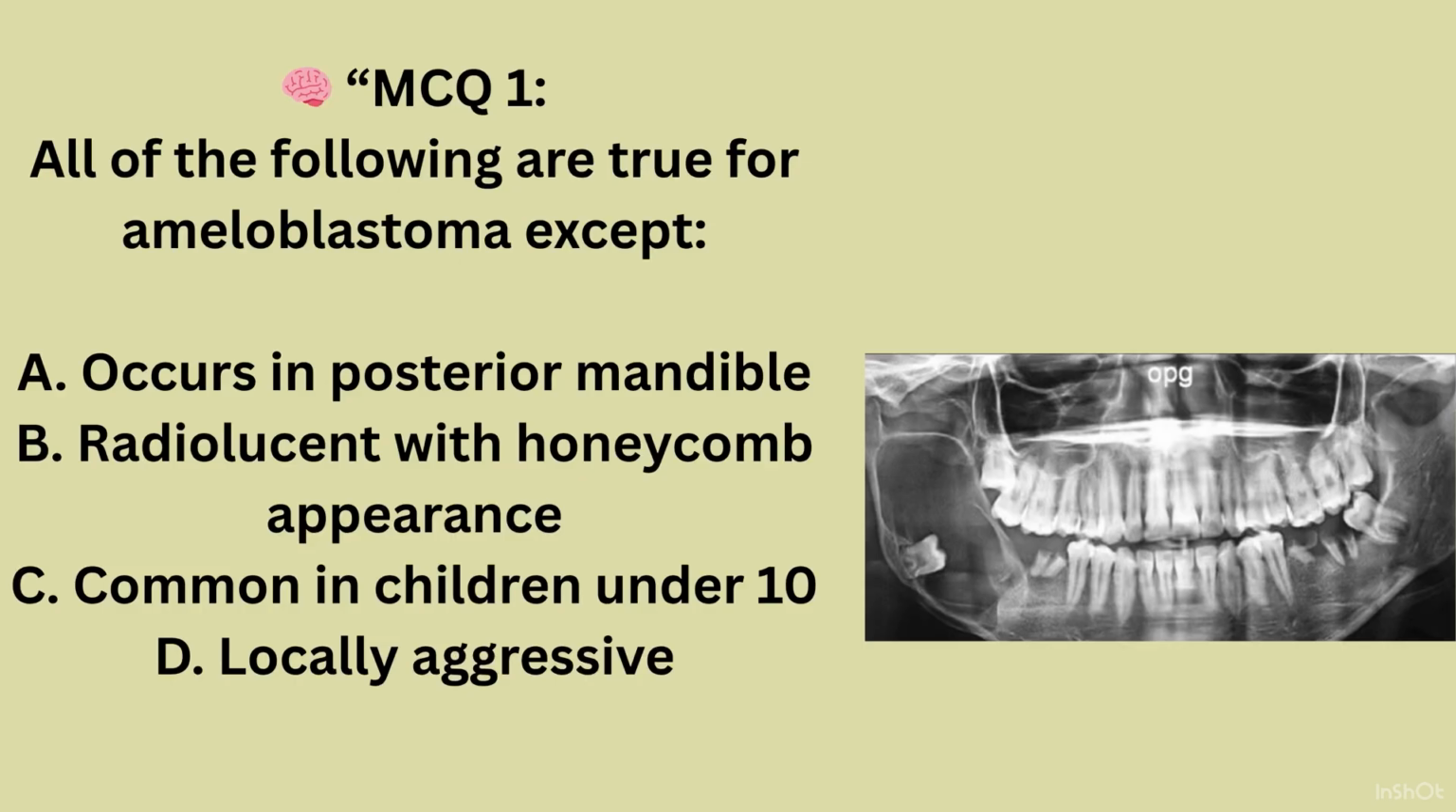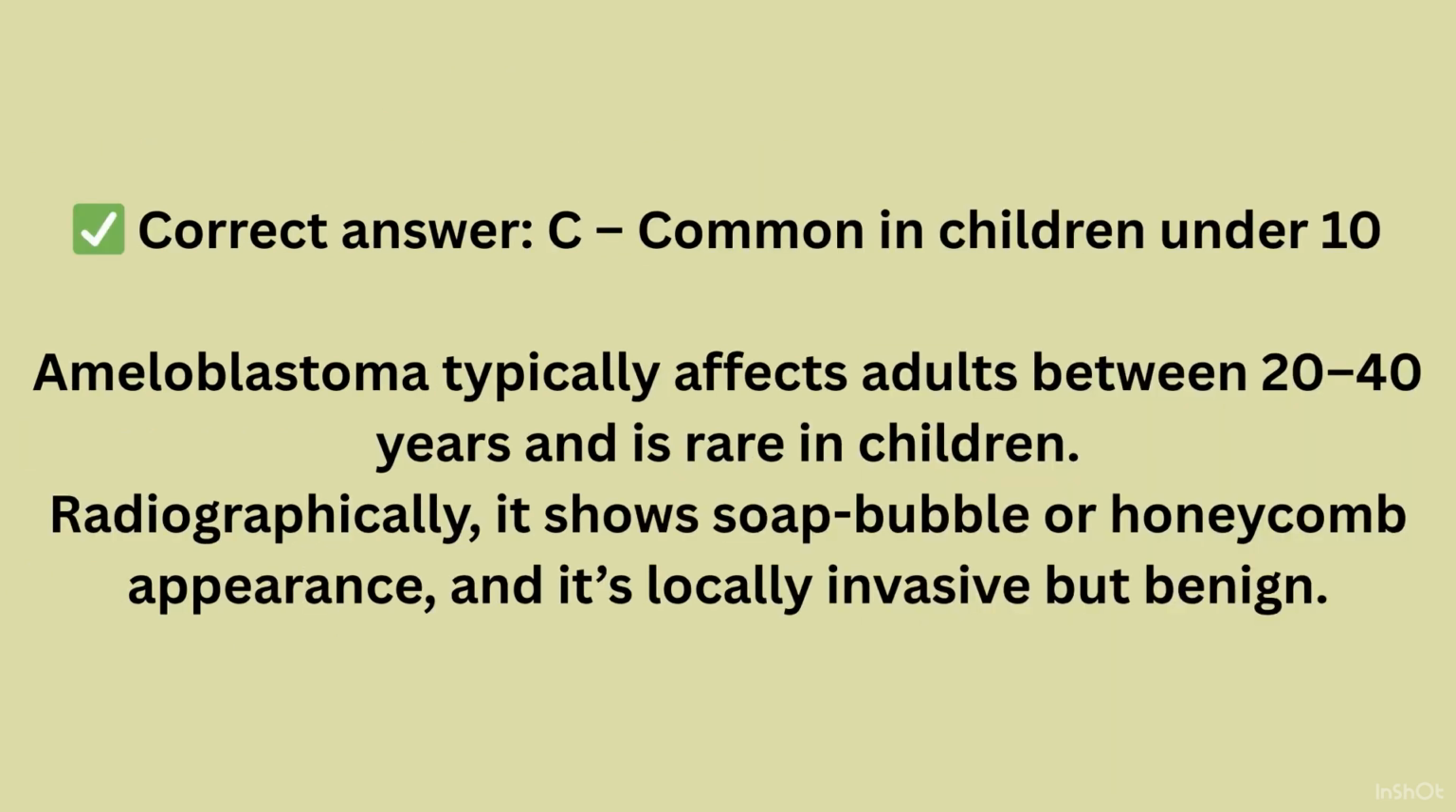The first MCQ is, all of the following are true for ameloblastoma except. Now, if we focus on the image given here, we can see that it has occurred in the posterior mandible. It is radiolucent with a honeycomb appearance and it seems locally aggressive. So if we use the rule out method, we can easily answer that the correct answer is C. Ameloblastoma typically affects adults between 20 to 40 years and is very rare in children.